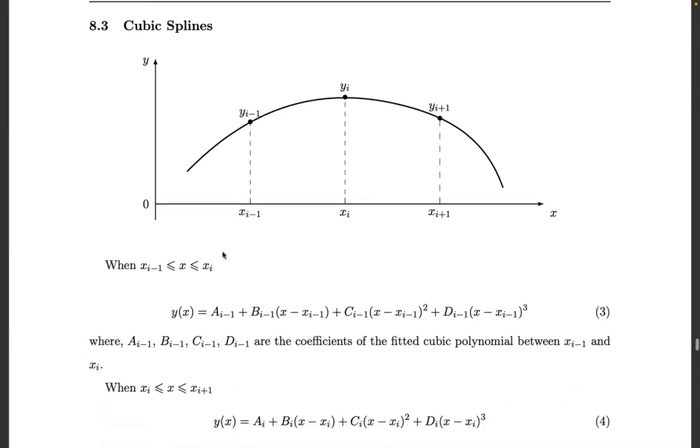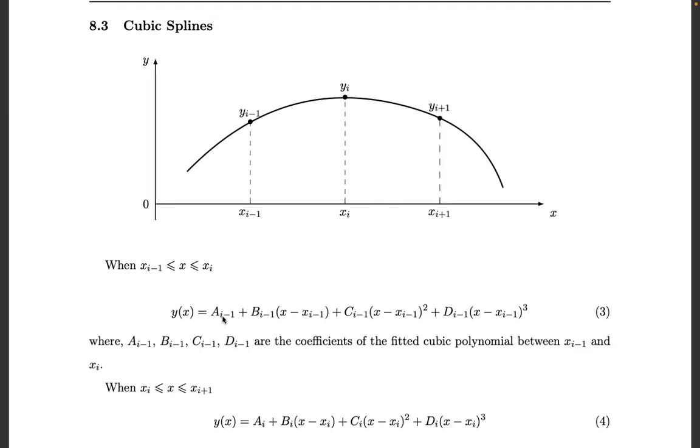For the cubic spline, assume we have three data points: x_{i-1}, y_{i-1}; x_i, y_i; x_{i+1}, y_{i+1}. So it's three points. Before x_i, meaning from x_{i-1} to x_i, for the curve in this section we use this formula.